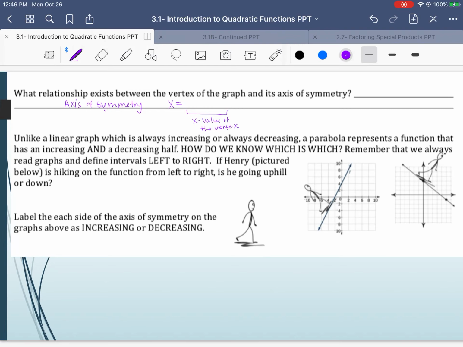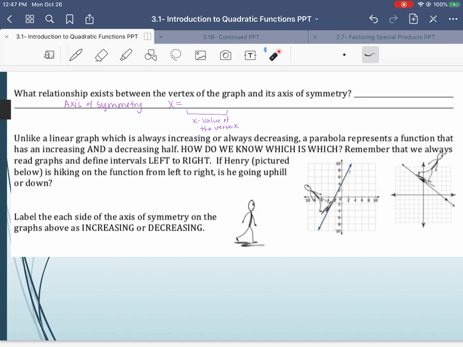Just a reminder with increasing and decreasing. Unlike linear graphs, which are always increasing or always decreasing, a parabola represents a function that has an increasing and a decreasing half. So if it goes up, it has to come down to create that U shape. If it goes down, it has to come up. So how do we know which is which?